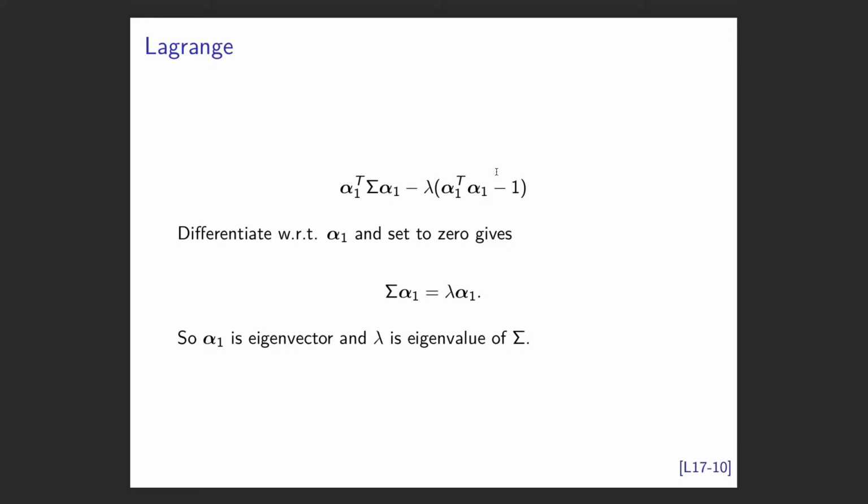So I take that, and what I do first of all is differentiate with respect to alpha 1. Right at the start, we looked at how we do calculus on matrices and vectors, so I'm not going to show you again. You can get that to be sigma alpha 1 equals lambda alpha 1. So I take a matrix and multiply it by a vector, and I get the same vector out multiplied by a scalar, which is lambda, which means that alpha 1 and lambda form an eigenvector and an eigenvalue of sigma.